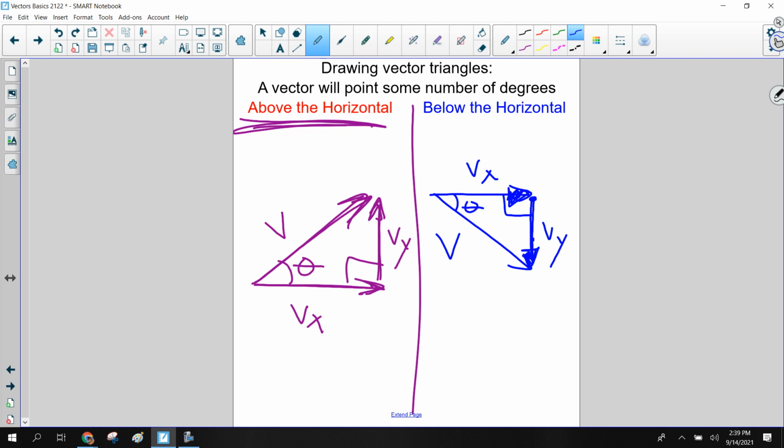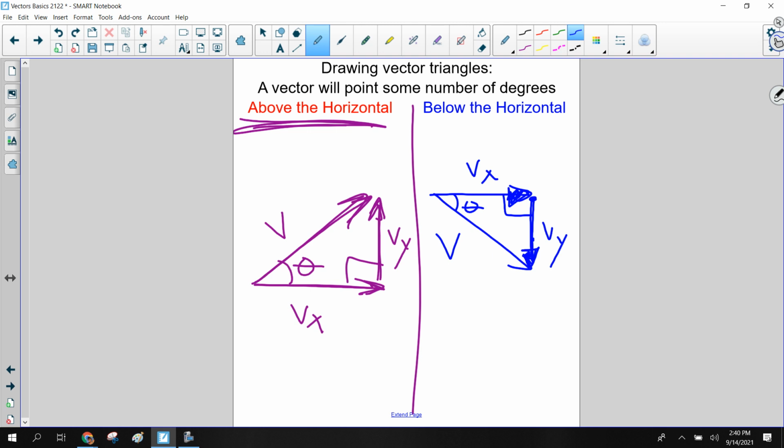Please notice the vector is the hypotenuse. The components must be perpendicular. I can't stress that enough. I'm going to say it one more time. The vector is the hypotenuse. Pause and write that down. The components form the right angle. The x and y components form your right angle. Okay, so that is how you draw the triangles.